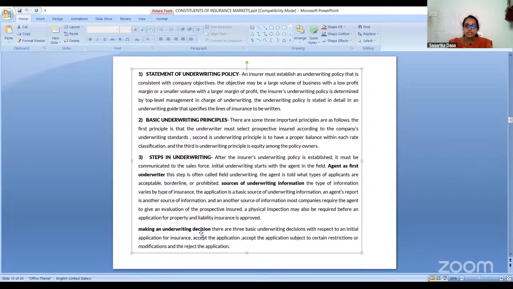Making an underwriting decision. There are three basic underwriting decisions with respect to the initial application for the insurance: accept the application, accept the application subject to certain restrictions or modifications, and reject the application. Now finally, once the underwriting policy is done, the underwriting agent provides the information. Now it is the decision whether to accept the application, or accept it subject to certain restrictions, or reject the application, or make modifications. It is the underwriting decision.